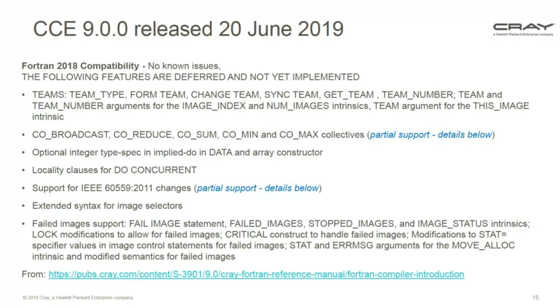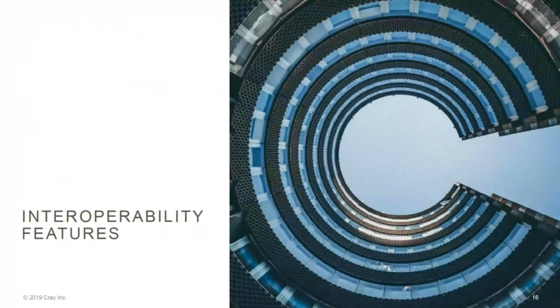There's a document that describes these things. So if you look at pubs.cray.com, you can go to a document that describes these features and the ones that are not there. So if I start with, and I'll go back a bit, I've got a few little sections here. The first one is talking about one of those major features I mentioned, which is interoperability with C.